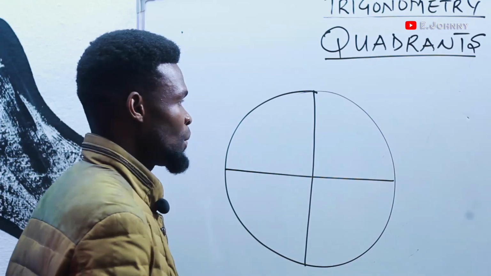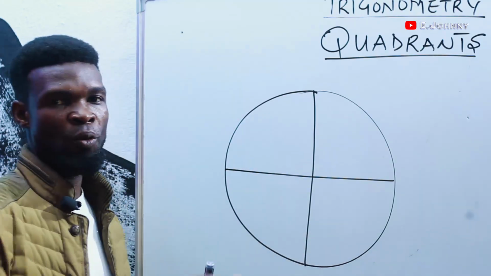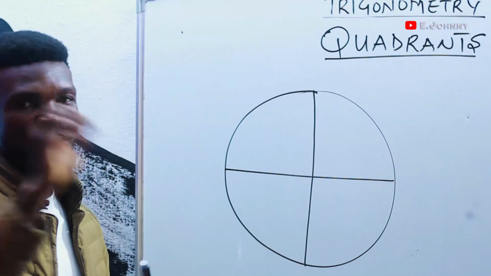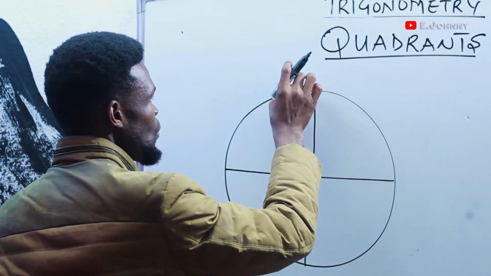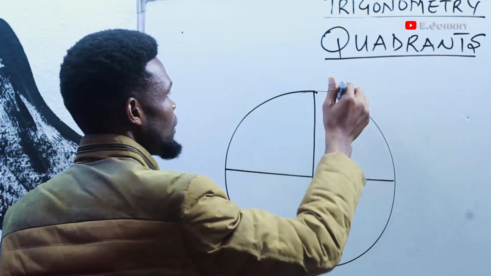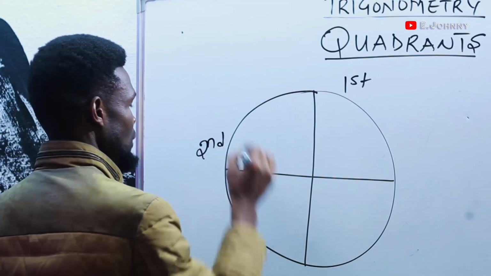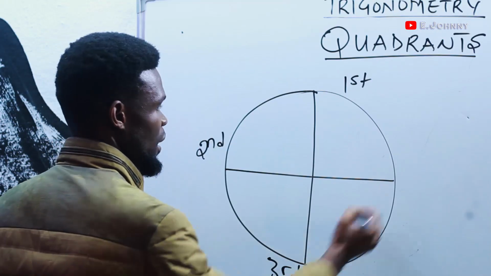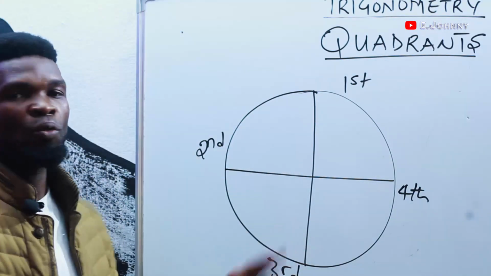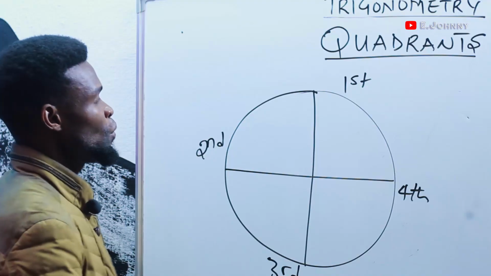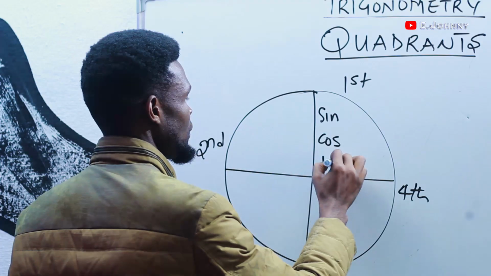You have to understand something, that in trigonometry, we go anti-clockwise, whereas in bearings, we go clockwise. So this is the first quadrant. This is the second quadrant. This is the third quadrant. And this is the fourth quadrant. So we go anti-clockwise.